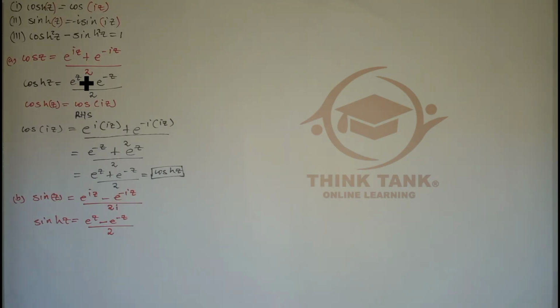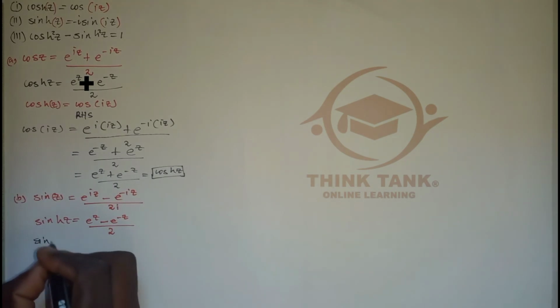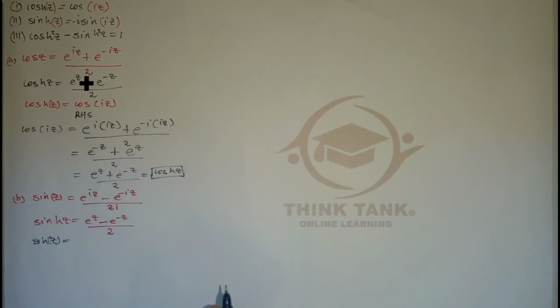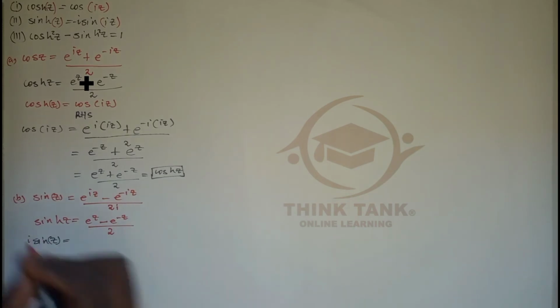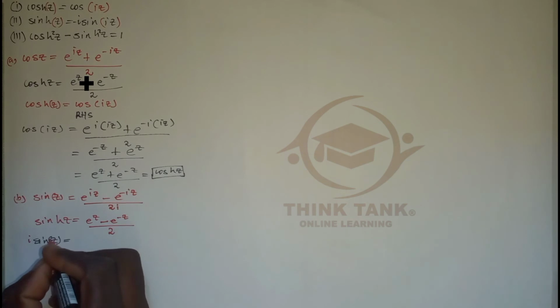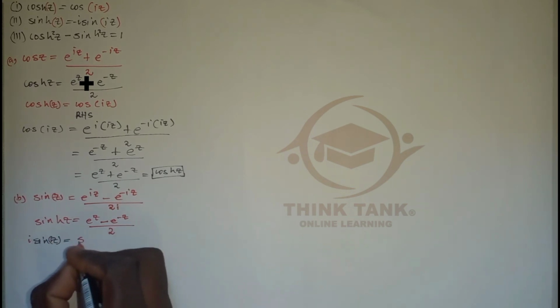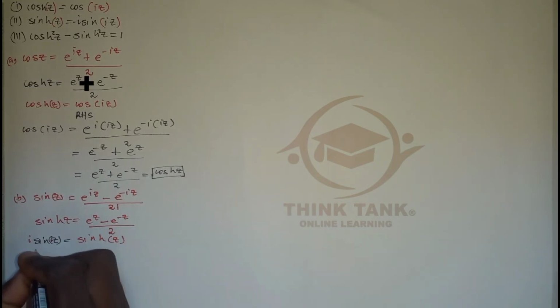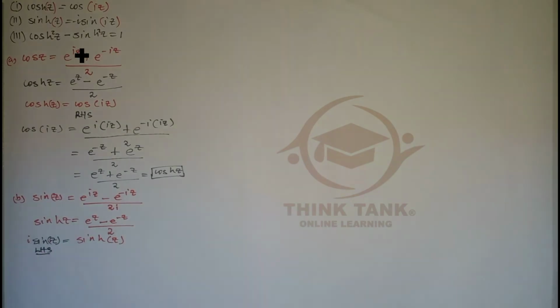I want to prove the identity: i sin z is equal to sinh iz. Let me write it here. I want to prove i sin z, and here I have iz right here, is identical to sinh z. So I'm going to choose the left hand side.